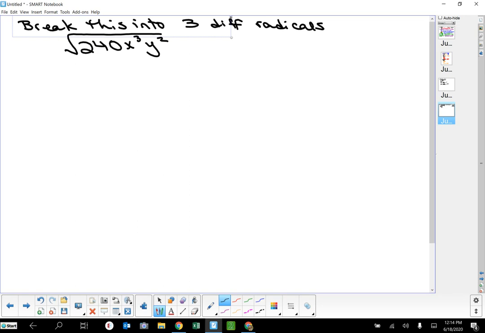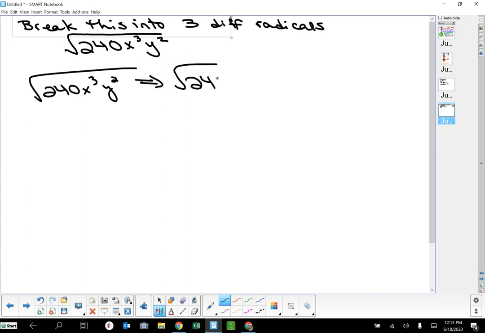So here's what I'm going to do. I'm going to take the root of 240 x cubed y squared, that other stuff's in my way, and I'm going to go the root of 240, the root of x cubed, and the root of y squared. So if you have multiple variables, just break up however many you get. And then do the number. So this is 24 and 10.